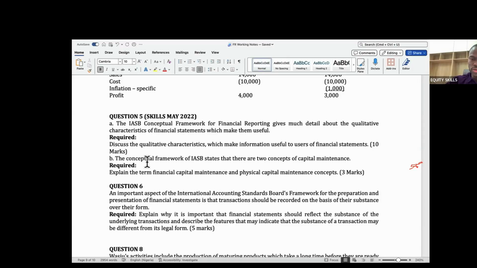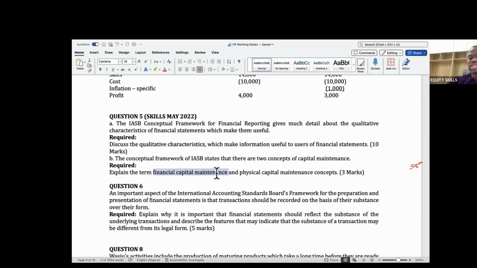Okay, so this is also straightforward. We already talked about the qualitative characteristics. So this one, you are supposed to explain everything. We talk about the fundamental characteristics that include relevance and faithful representation. You explain that. You talk about enhancing characteristics that include comparability, verifiability, understandability, and timeliness. You explain those four. Then that gives you 10 marks. Then you explain the term financial capital maintenance and physical capital maintenance.